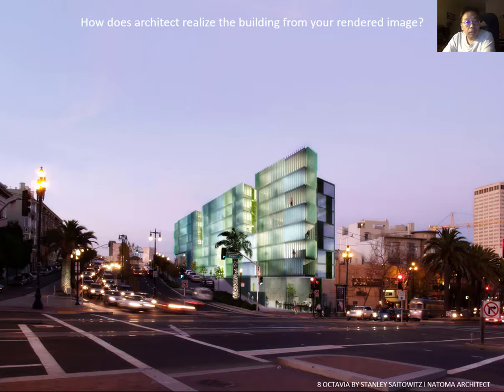We have to understand the material palette and basic drawings such as plan, section, elevation, assembly detail, and code analysis. We have to discuss how we can realize this building in the real world, from the image to the actual space.